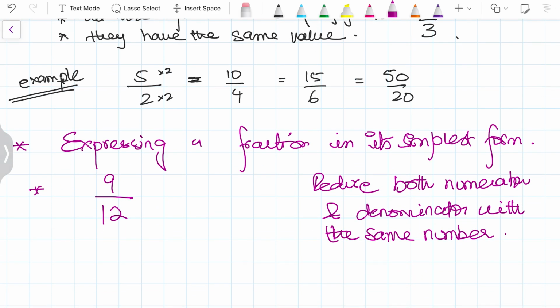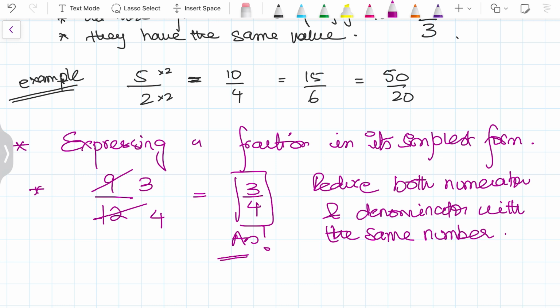So over here, both the numbers are divisible by 3. So 3 times 3 is 9, 3 times 4 is 12. So 3 upon 4. This is the simplest possible form. Now 3 and 4 cannot be simplified together. Another example can be 6 upon 54. So 6 times 1 and 6 times 9. So 1 upon 9.